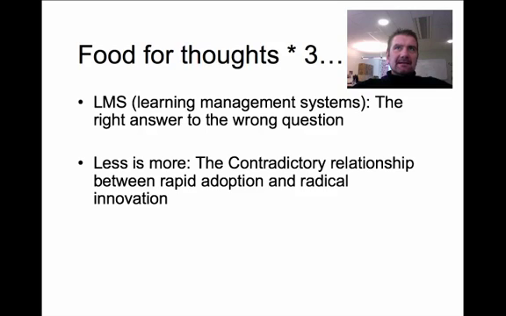I also think that less is more. Smaller modular solutions that can be easily adopted or rejected by educators and students are a prerequisite for a more flexible and changing environment. Because both students and teachers, I find, are reluctant to adopt technologies that force them to change their way of working radically. So there is a contradictory relationship between rapid adoption and radical innovation.